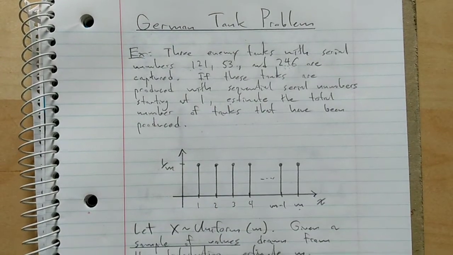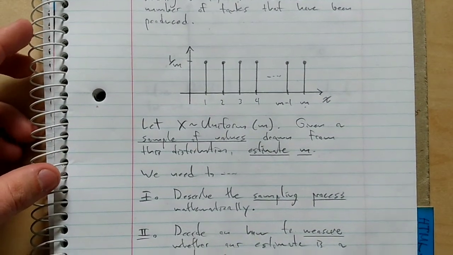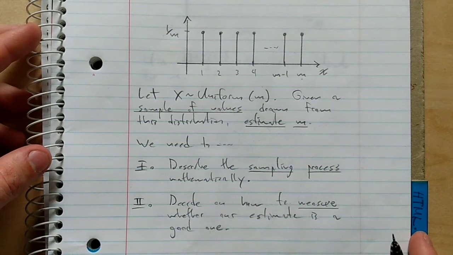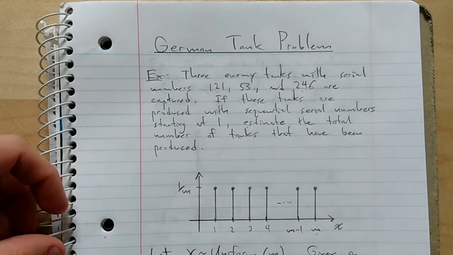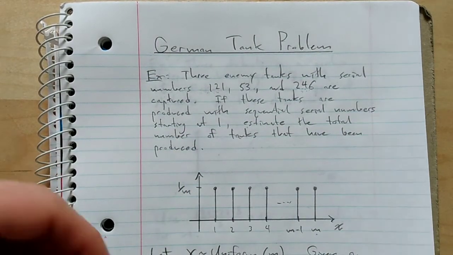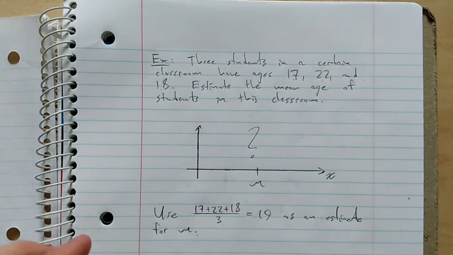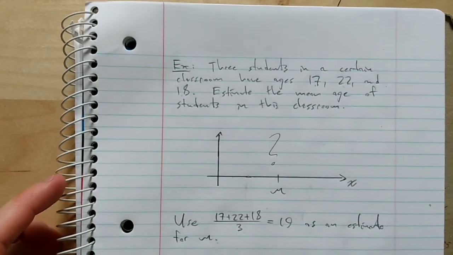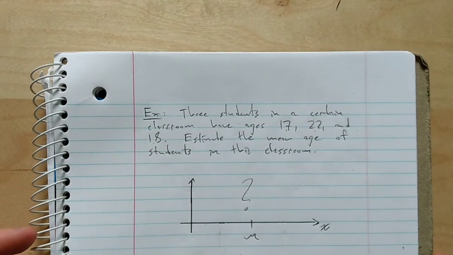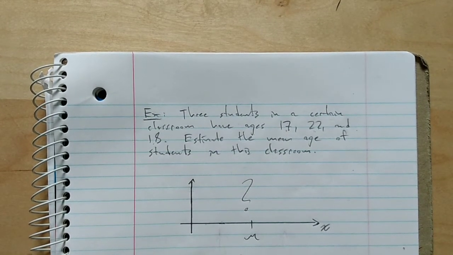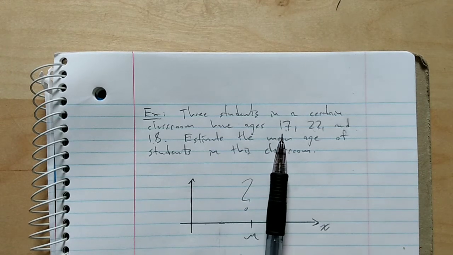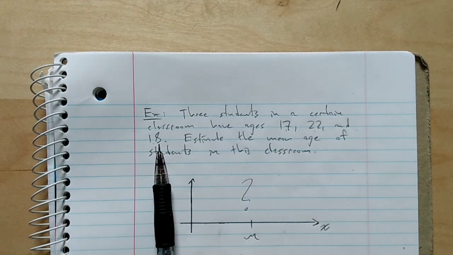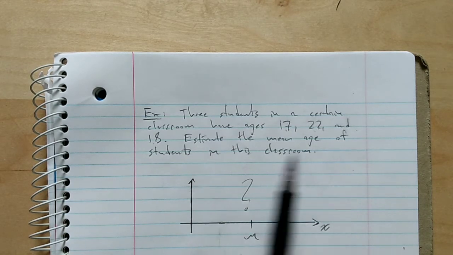Okay, right. And so I want to actually contrast this problem, the German tank problem, with a different problem, which at first glance, this seems like a very open-ended problem. On the other hand, if I were to just ask you this, it seems like there's more of an obvious thing to do. Three students in a certain classroom have the ages 17, so a 17-year-old, there's a 22-year-old, and an 18-year-old. Estimate the mean age of all students in the classroom.